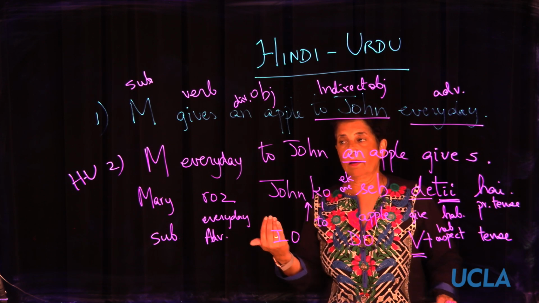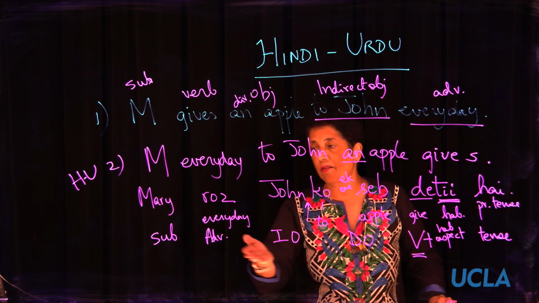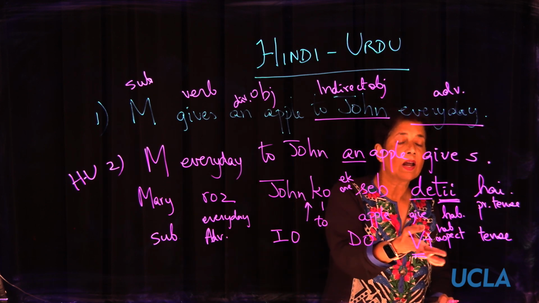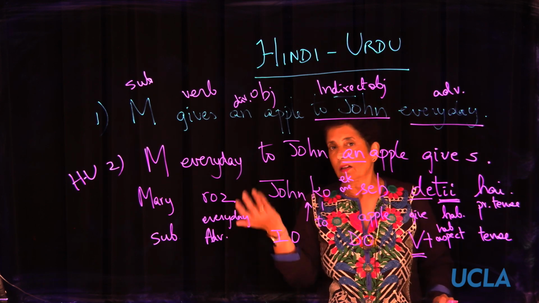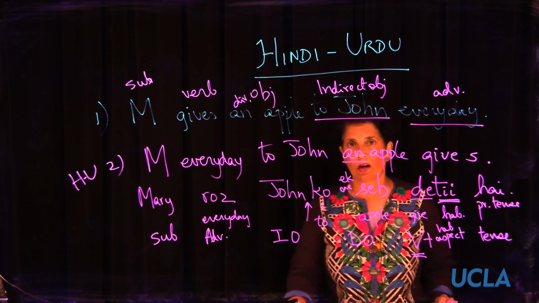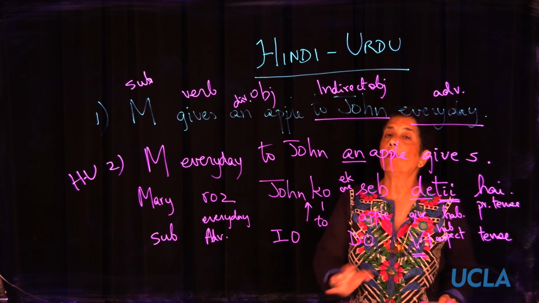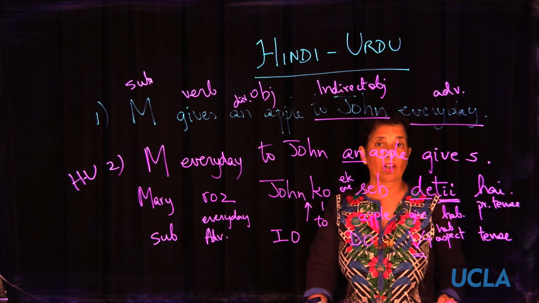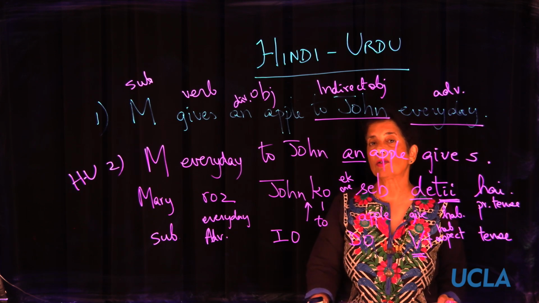So this order that I have given with the subject, adverb, indirect object, direct object, and verb is the canonical or unmarked word order. So can you move it? Yes, but then the meaning might change or the emphasis might change. Okay.